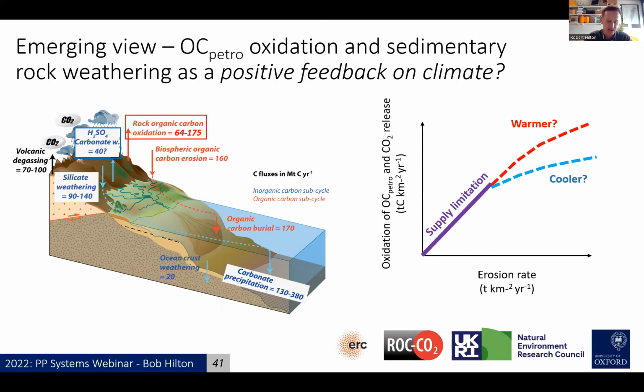So the questions that spin out from this, and people ask us about this all the time, are: have you just measured a quirky place where these are the only places where this is happening? Are the fluxes large enough around the whole world for this to be important?